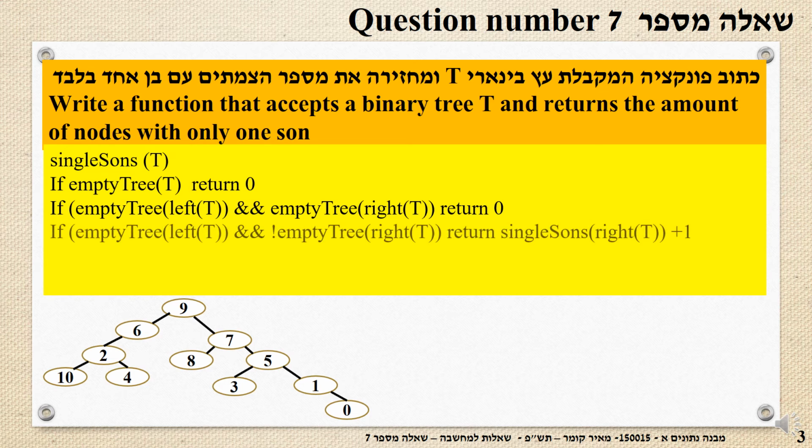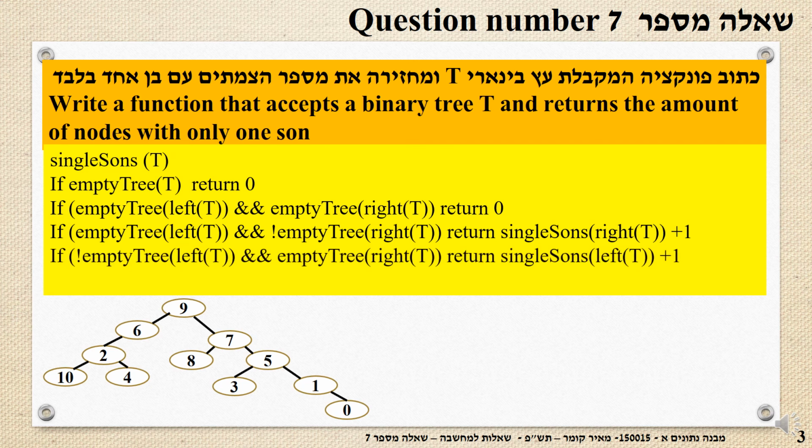And now, if the left is empty and, notice here, the right is not empty, let's take this example here. Left is empty, but right is not empty. So what do I have to return? How many are on the right, plus 1. Why plus 1? Because I have to count him. And the opposite case would be like here, where the left is not empty, but the right is empty. So I want to know how many are here, plus 1, because I have to count him.